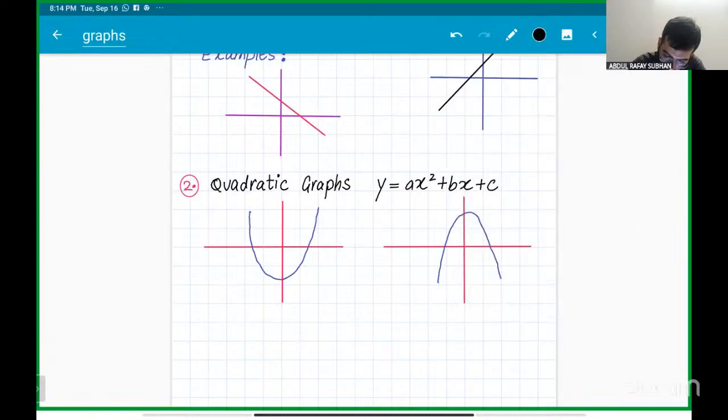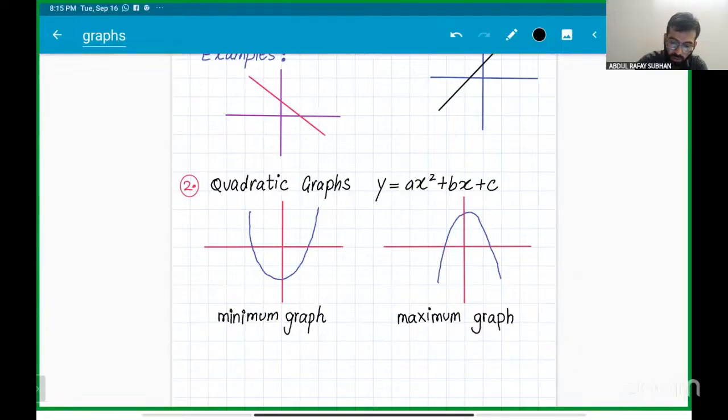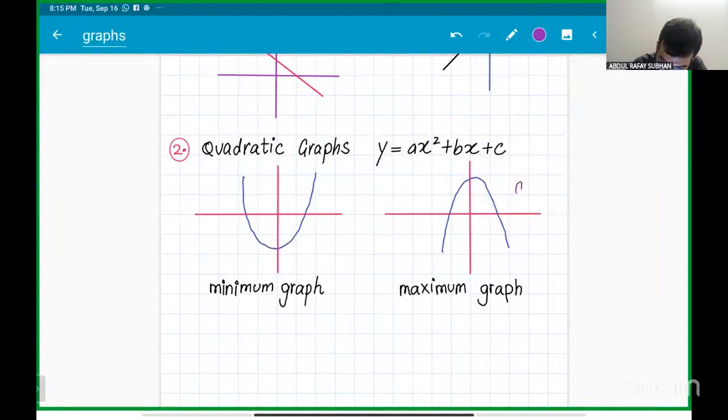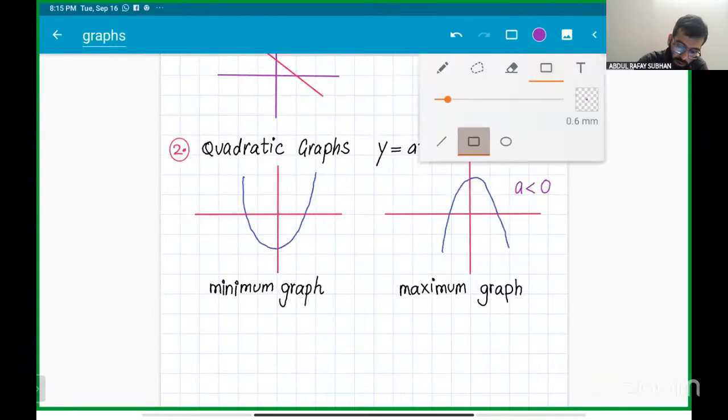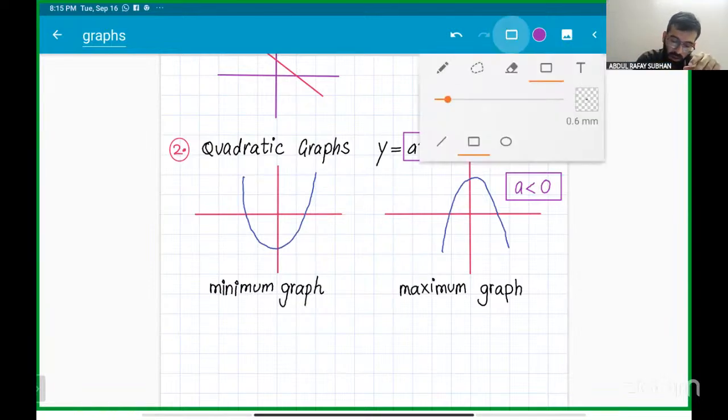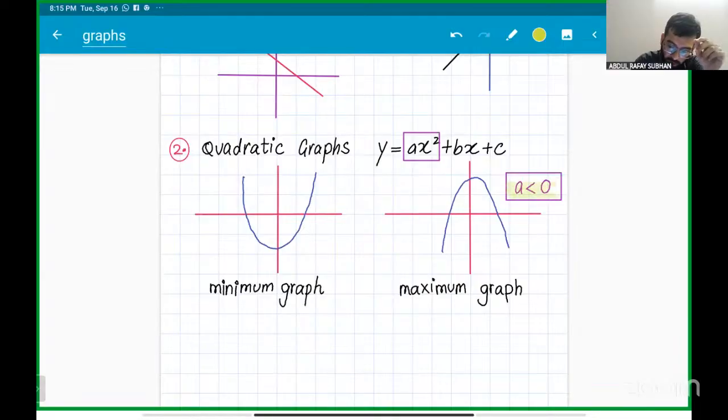This one is basically the maximum point, students. This one is a maximum graph. We will call it a maximum graph, and that one will be a minimum graph. How do you judge it? You have to understand, students, that when you have a maximum graph, always remember a is less than 0. The value of a, the coefficient of x², if a is less than 0, it's always a maximum graph.